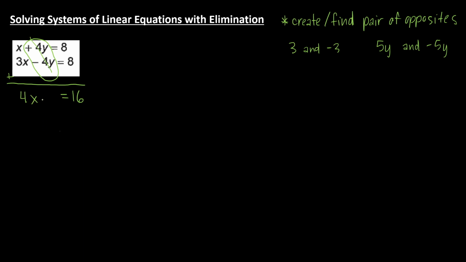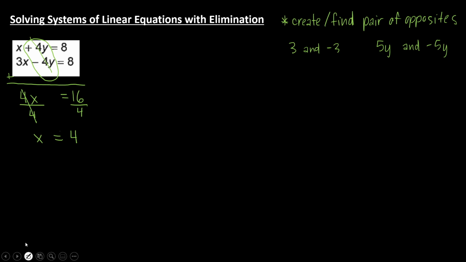So now we have a much simpler situation to handle here. We have 4 times x equals 16. And so to solve for x, we divide both sides by 4. And then we get x equals 4. So that's part of our problem done. We've solved for x. Now we need to go back and solve for y.